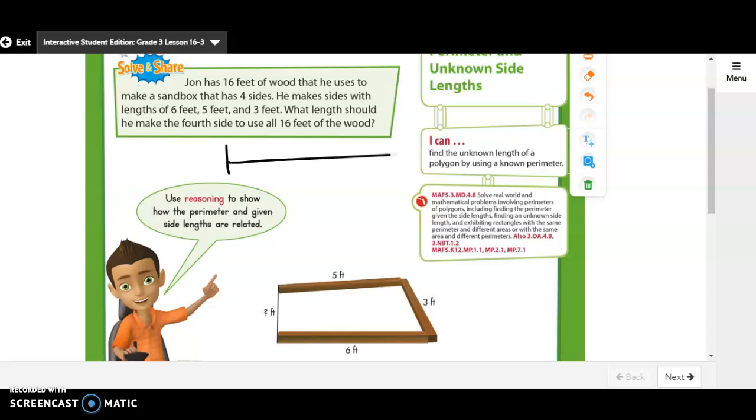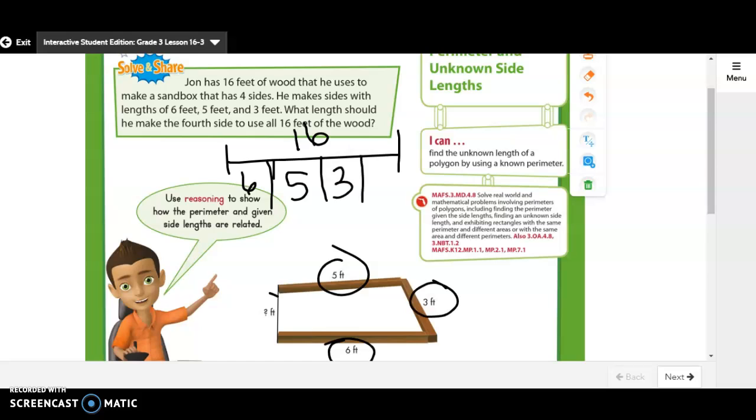So basically, here's what we know. I'm just drawing a bar diagram for you. We know he's got a total of 16 feet of wood. We know he used 6 feet on one of those sides. He used 5 feet on one of those sides. He used 3 feet on one of those sides. And then that last side we don't know.